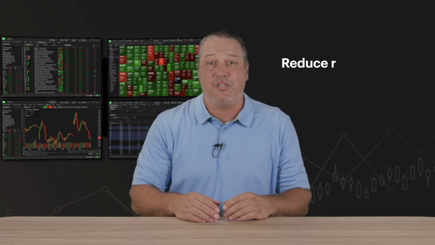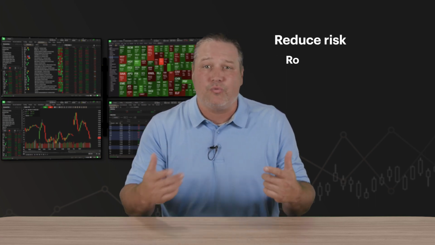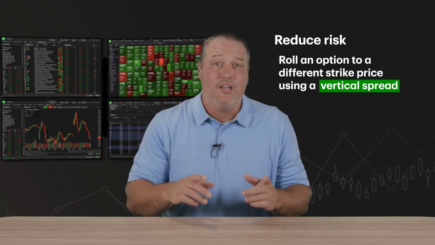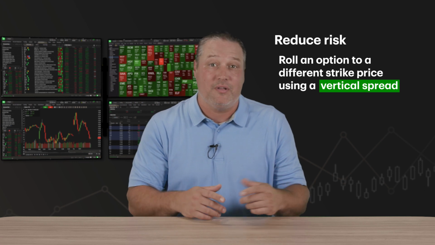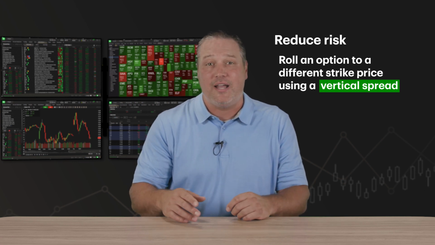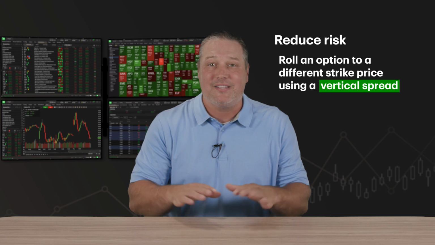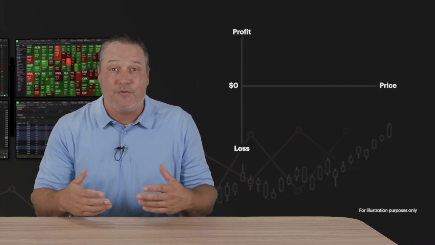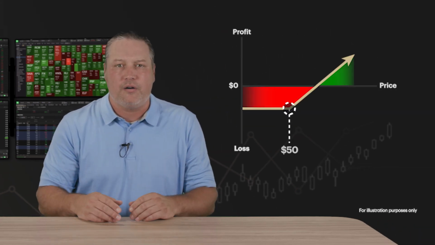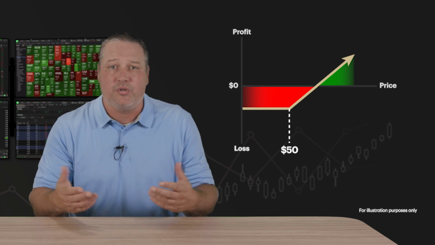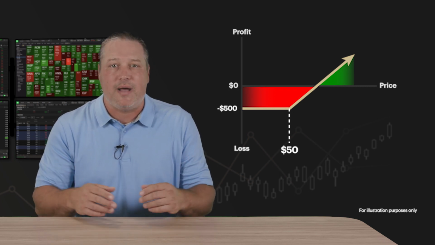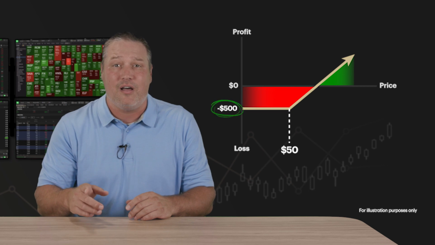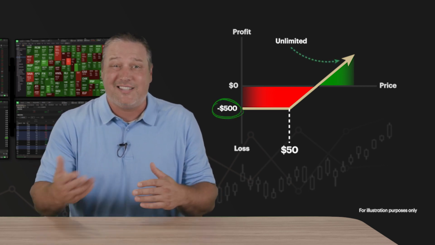Now let's talk about reducing risk. To do this, you can roll your option to a different strike price using a vertical spread. For example, say a stock is trading at $50 right now, but you expect the stock price to rise in the next 3 months. To potentially gain from this scenario, you're going to buy the $50 call that expires in March, costing you a total of $500. This means your maximum potential loss for the trade is $500, and your potential profit, that's unlimited.